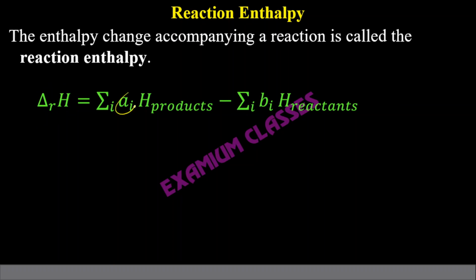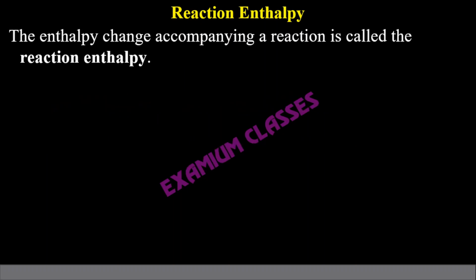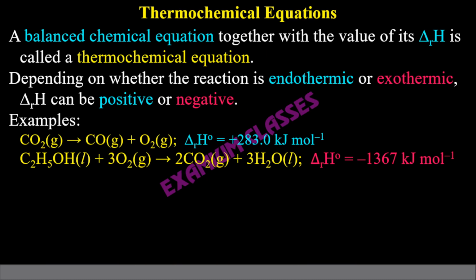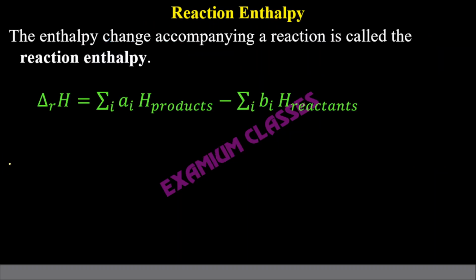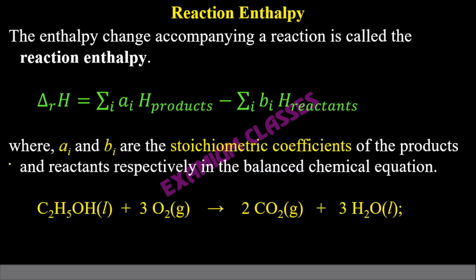Why do we have AI and BI? We need to consider how many moles there are. If I go back again, here I have to consider that I have 3 O2, meaning whatever enthalpy is for 1 mole, I have to multiply that by 3. So that's why AI and BI represent these stoichiometric coefficients. Here it will be 1. If it is not written, it will be 1. So AI and BI are the respective stoichiometric coefficients: AI for products, BI for the respective reactants.